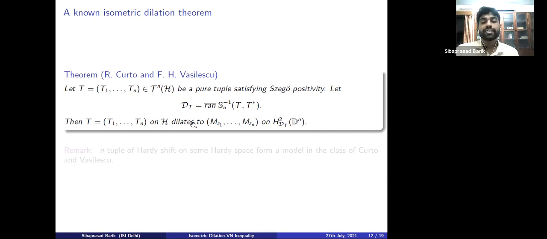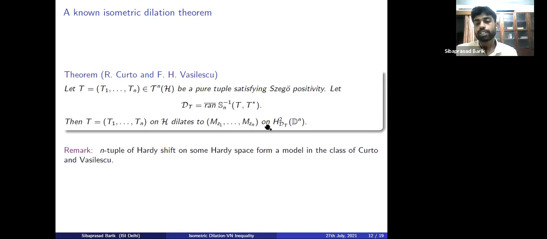Moreover, this dilation is a coextension, and since an n-tuple of Hardy shifts is a tuple of commuting isometries, this is an isometric dilation result. Also, this theorem tells us that the n-tuple of Hardy shifts on some Hardy space forms a model in the class of Curto and Vasilescu. That means if we compress the n-tuple of shifts to some co-invariant subspace of some Hardy space, they have this property: they are pure and they satisfy Szegő positivity.